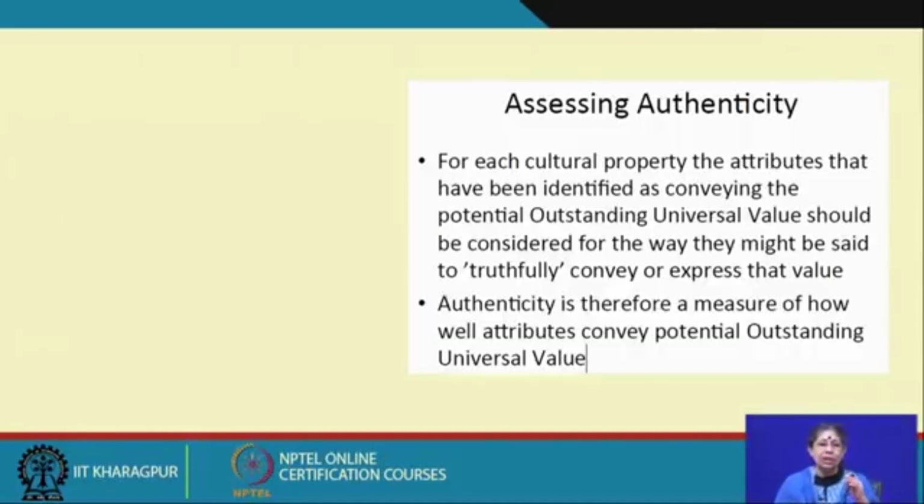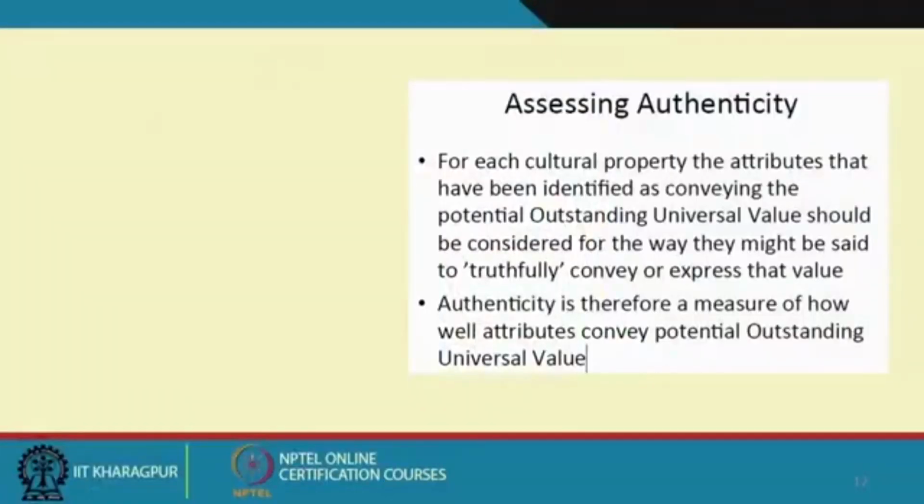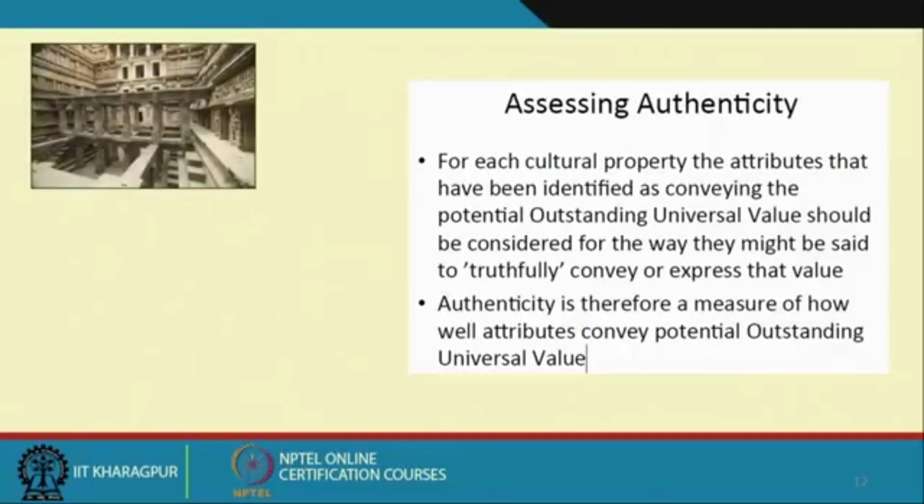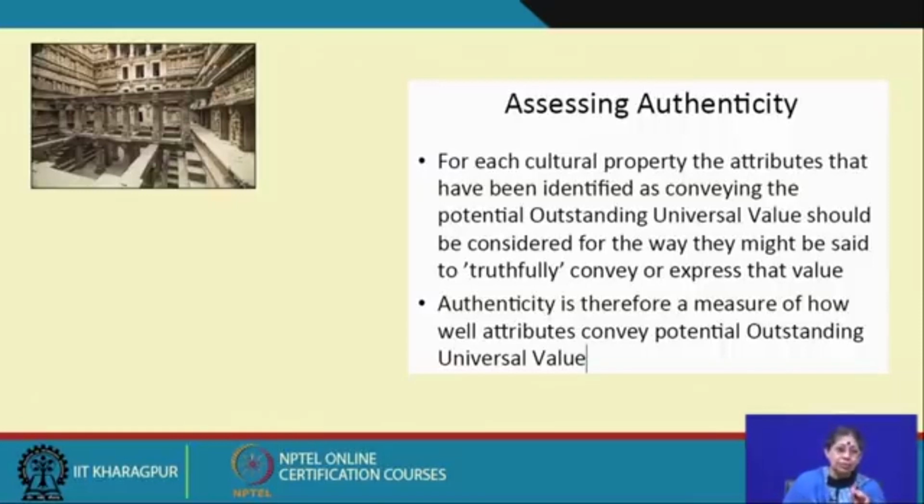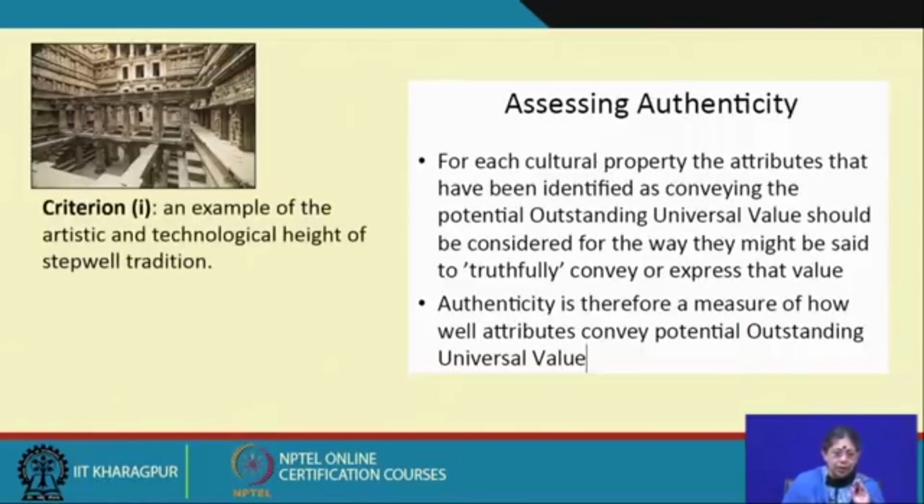Again and again I am saying, in case of a World Heritage Site, it will be outstanding universal value, but it is also important, even if it is not a World Heritage Site, to understand what is the value of that resource. Let us take a World Heritage Site, Rani Ki Vav in Gujarat, inscribed in 2014. So, let us see what are the criteria for that.